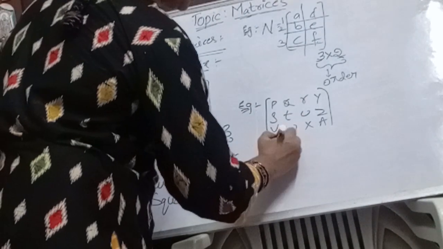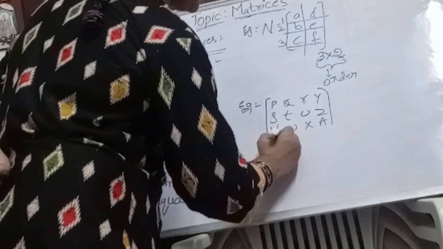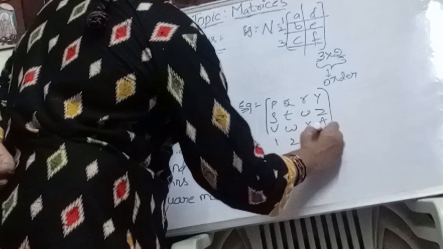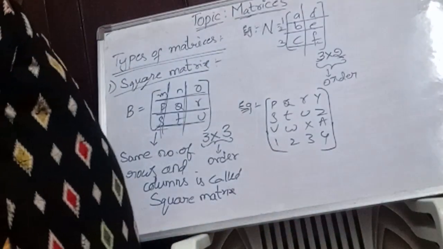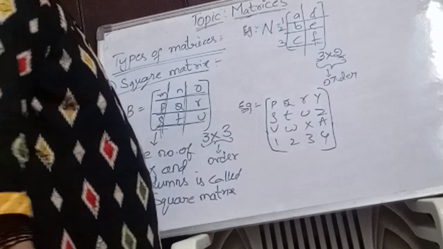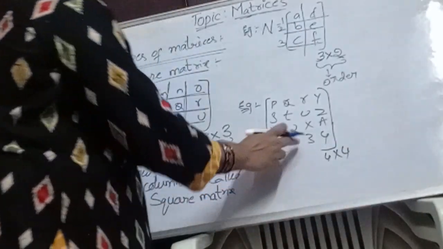Now let us take one more row: 1, 2, 3, 4. Like this I took one more matrix. What is the order of this matrix? It is 4 by 4. And this is also a square matrix because the number of rows and columns is equal.